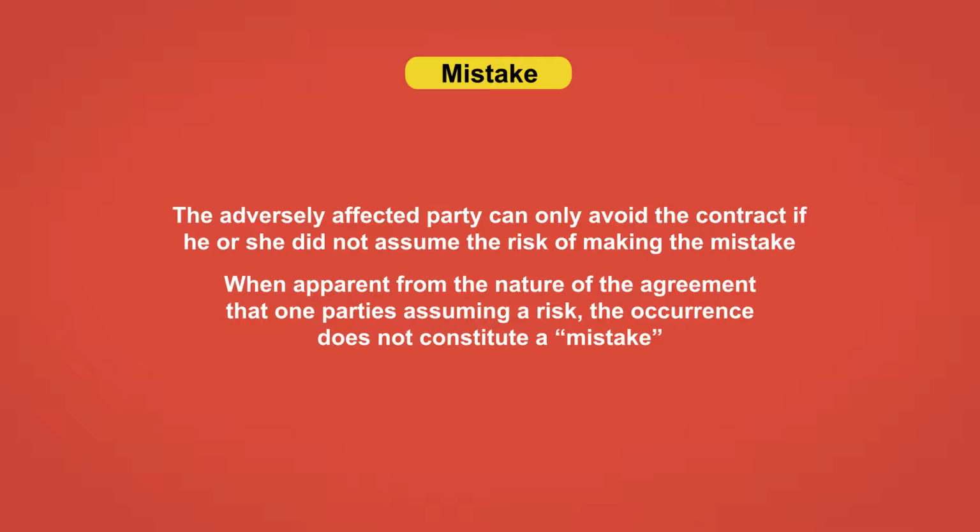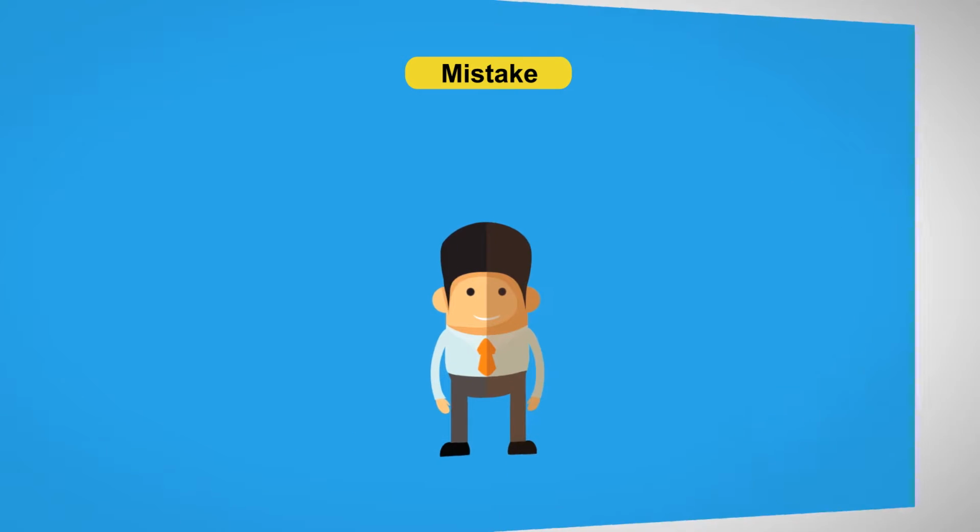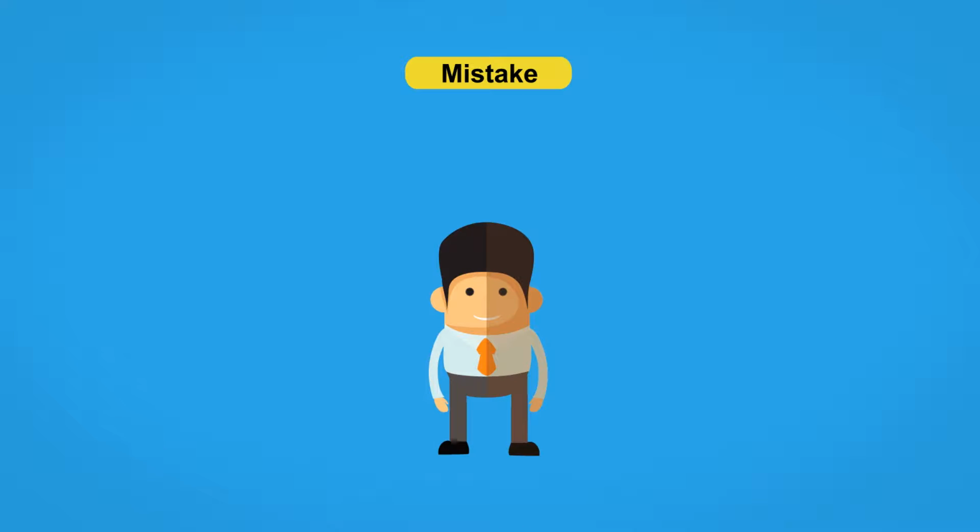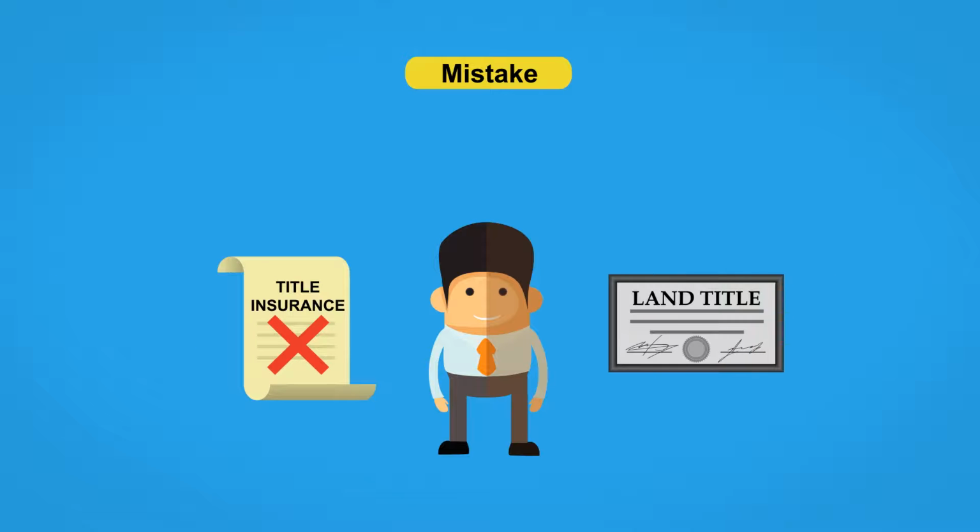Conversely, where it is apparent from the nature of the agreement that one party is assuming a risk, the occurrence of the anticipated danger does not constitute a mistake and does not allow the contract to be avoided. For example, if a land purchaser knows that the title insurance company will not issue title insurance because it suspects some sort of title defect, the discovery of a defect later will not constitute a defense of mistake. The purchaser knew of the risk and assumed it.